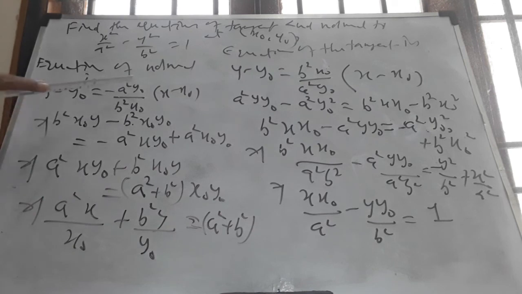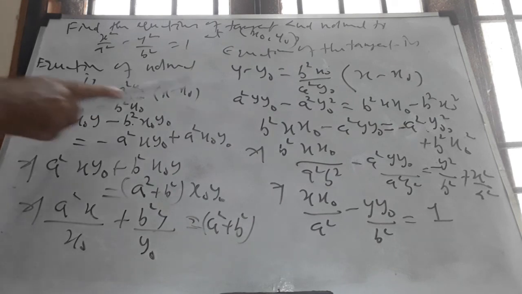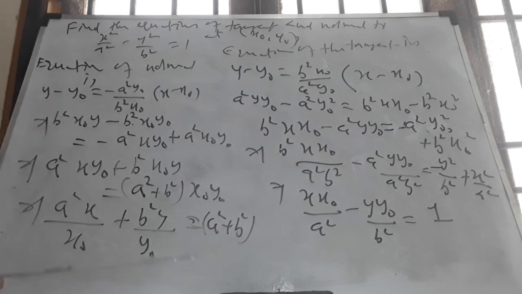In the textbook, he has brought this down and he has added. The book answer is y minus y naught by a square y naught plus x minus x naught by b square x naught is equal to 0. That's what is given in the textbook. That is also correct. Both are correct.